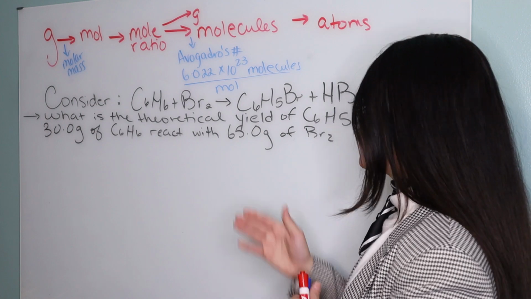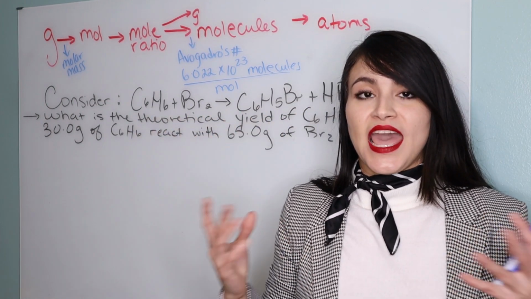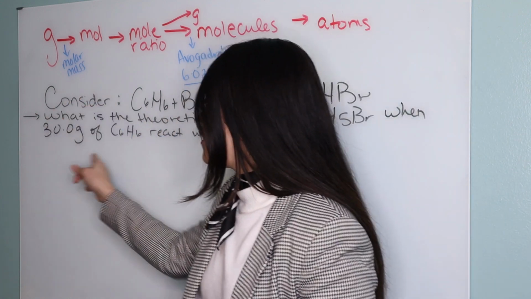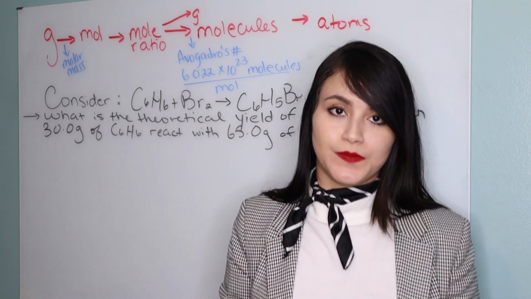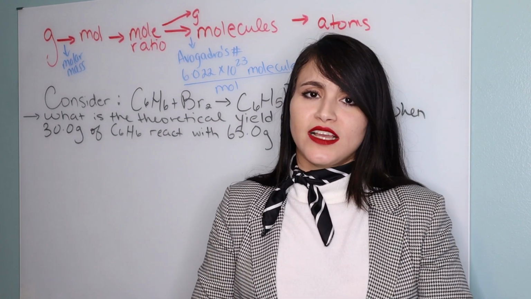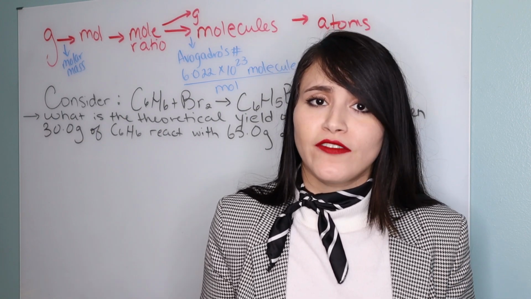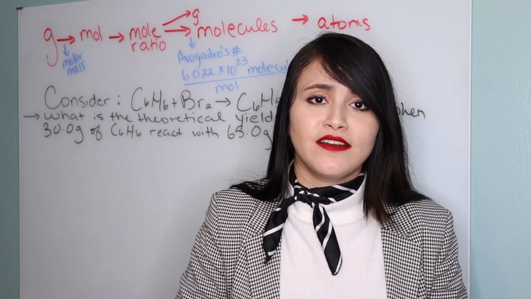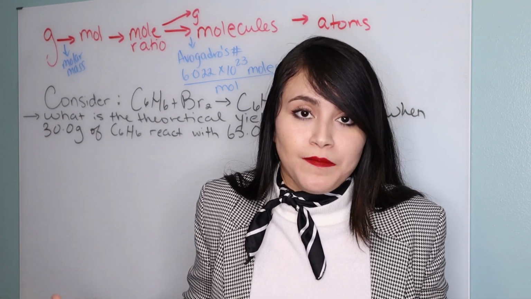Now we have this question right here asking us to consider this chemical equation, and then it says, what is the theoretical yield if you have this amount of reactant number 1 and this amount of reactant number 2? So first of all, what is a theoretical yield? The theoretical yield will be how much product you could possibly recover if we lived in an ideal world. So if there were no experimental errors, if the reaction went to completion, right? But we don't live in an ideal world.